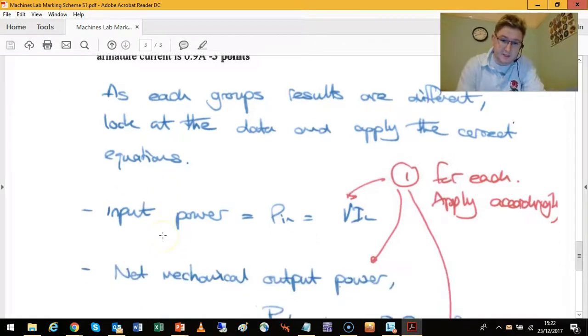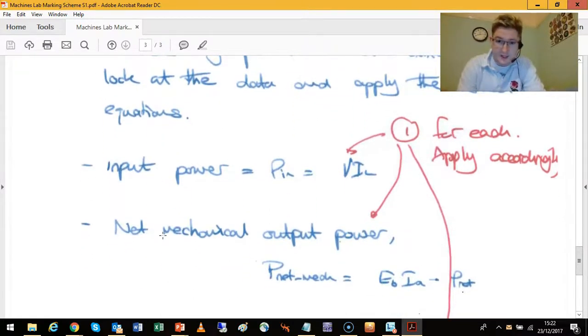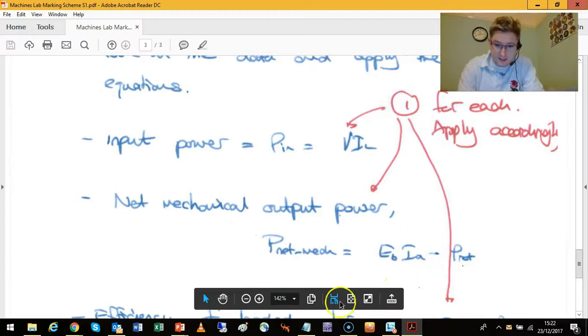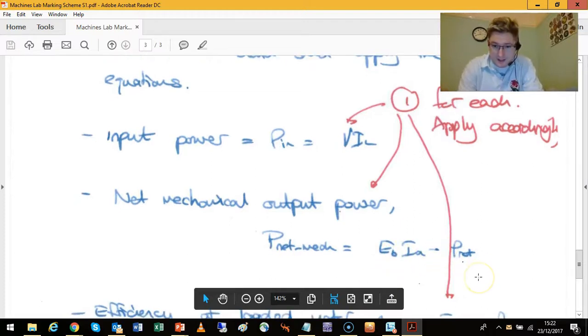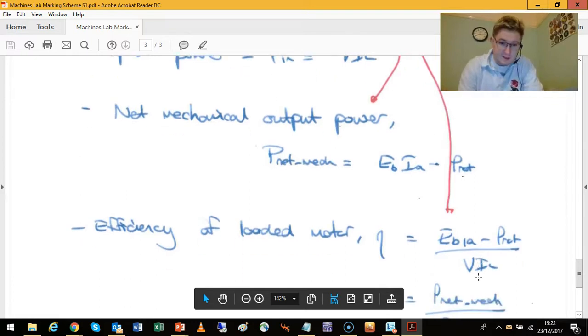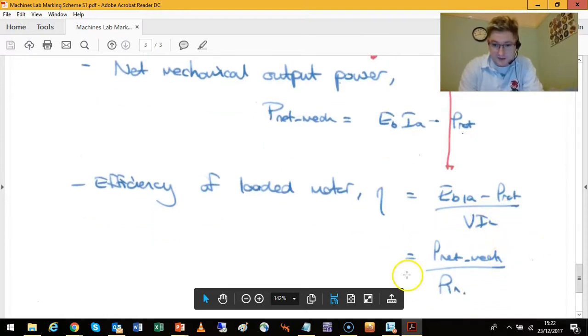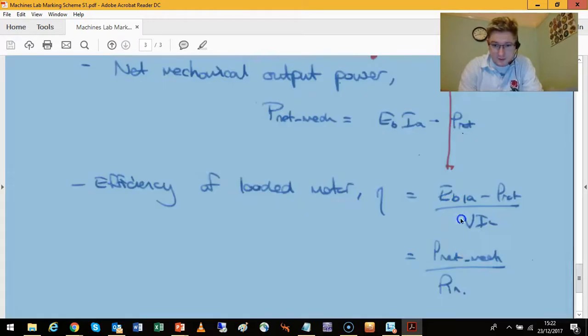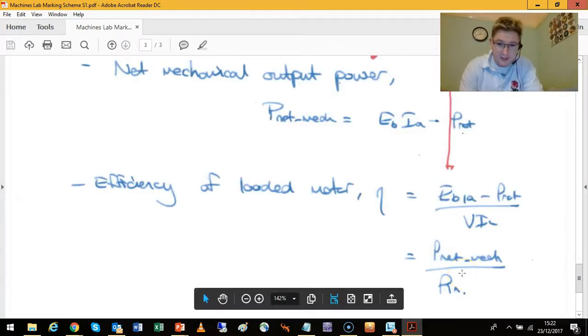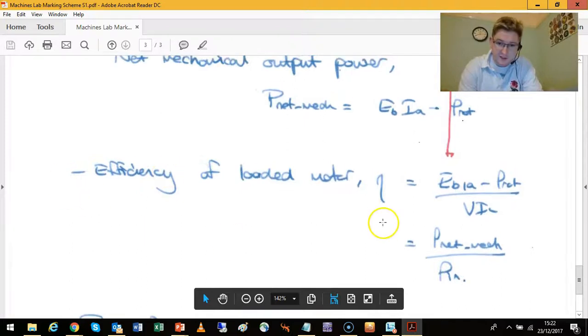The way we did it last year was we had the input power P in, which is equal to V IL, the voltage you're applying and the current through the load. You've got the net mechanical power, which is EB IA minus P rotation. So the efficiency of the motor is (EB IA minus P rotation) divided by V IL, which gives you this whole term here on the top. Basically, all this equates to P net mechanical divided by P in. So that's the efficiency of the motor.